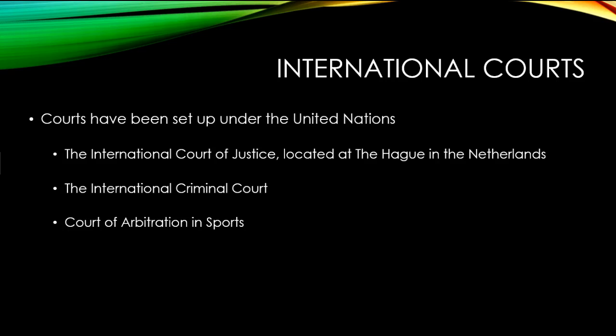Now, we're not directly subject as a whole to international courts. But courts have been set up under the United Nations. And I have here for you three examples of courts that the U.S., if necessary, must obey rulings from. The first one is the International Court of Justice, located at The Hague in the Netherlands. So if we commit some crime, violate trade agreements or something in the world under the UN's guise, the International Court of Justice will take care of that. The International Criminal Court, we're looking at war criminals, okay? We sort of set up the first International Criminal Court at Nuremberg, okay, when we tried Nazi war criminals.